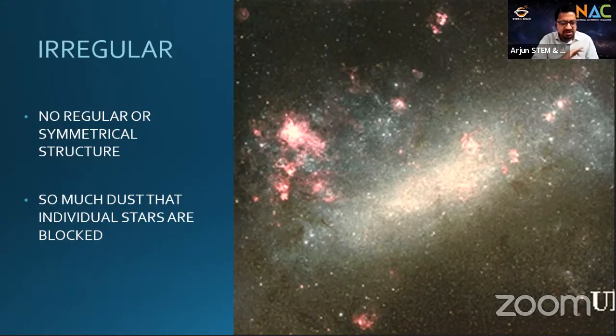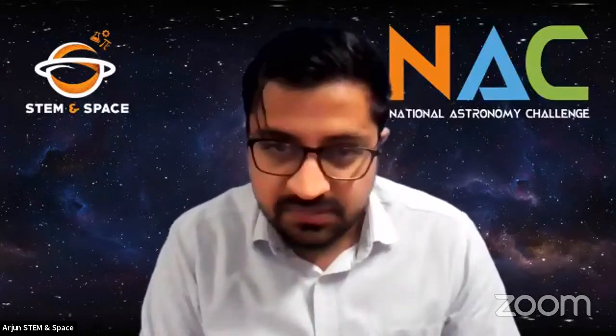We call them all irregular, right? They don't have any symmetry or structure, or basically one part can be very dense and one part can be very shallow. There is no complete structure in it. That's why we call them irregular, right? And with this, that is all about the types of galaxies.